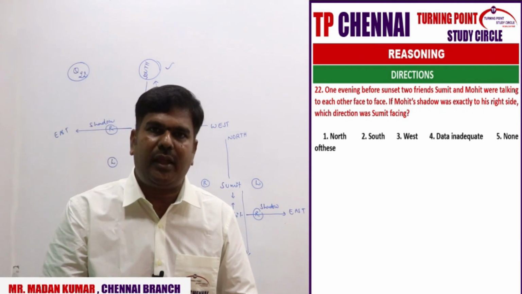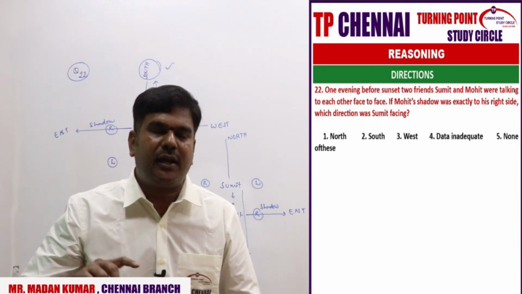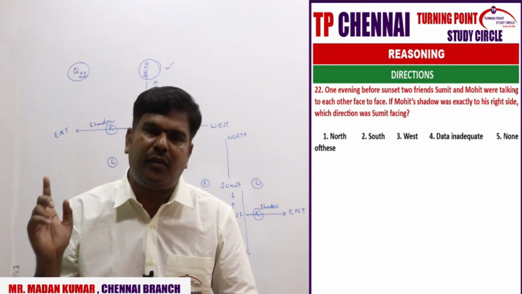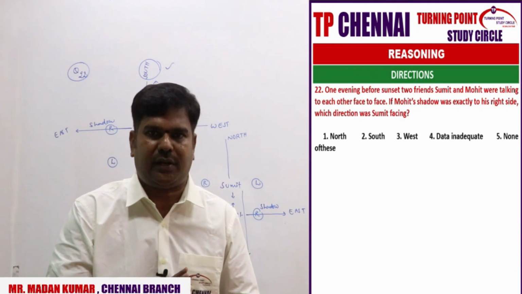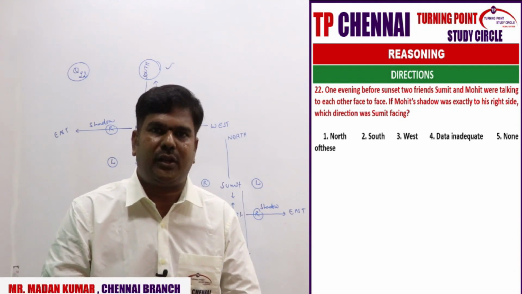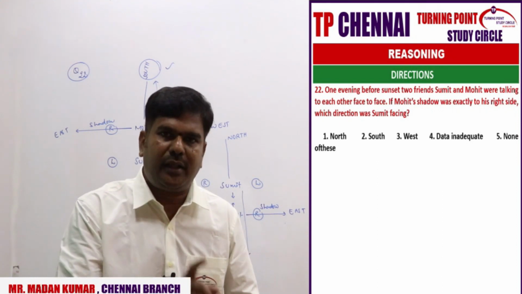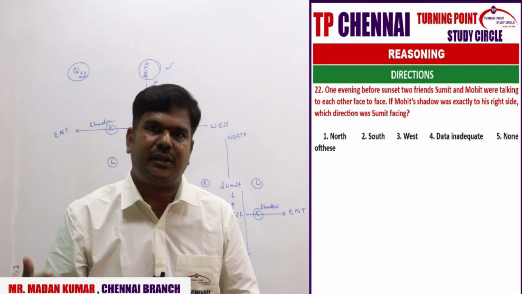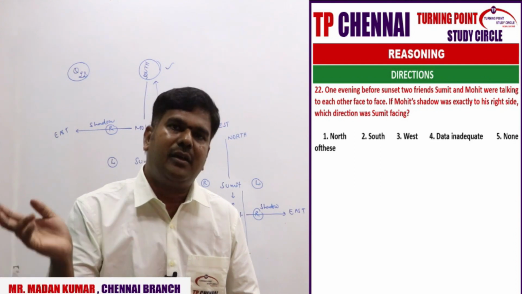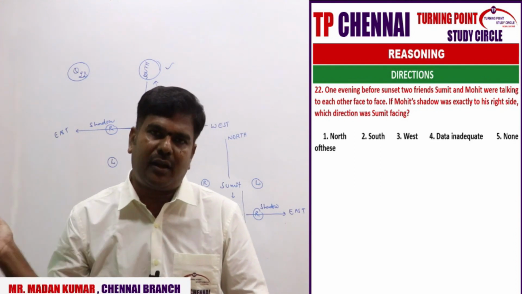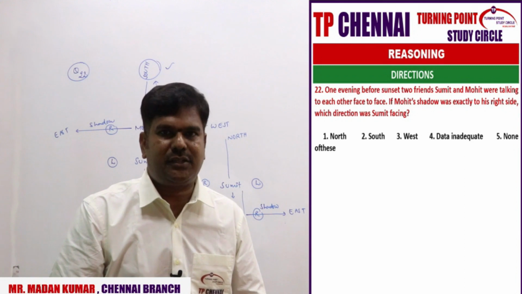So what should come for shadow? Early in the morning the shadow will be in the west direction. The same way, in the evening the shadow will be in the east direction. Shadow cannot be on north or south direction. Shadow comes based on the sun's direction. If the sun is in the morning, shadow will be in the west direction. If it is evening, shadow will be in the east direction.